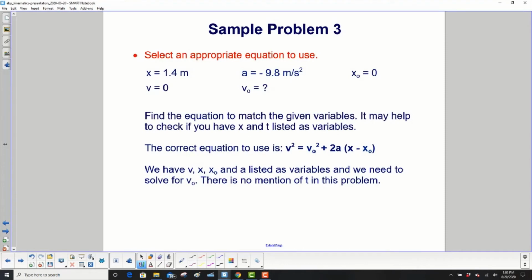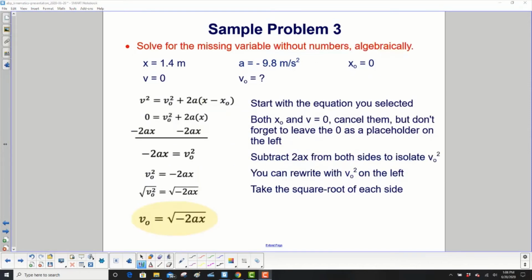Select an appropriate equation to use. The correct equation will be v squared equals v0 squared plus 2a times x minus x0, the third kinematics. Why is that? Well, if you look at what we have up here, we have v, we have x, we have x0, we have a. The only thing we're missing is v0. Notice, there's no mention of time in this problem, so whenever you don't see time, immediately think of the third kinematics.